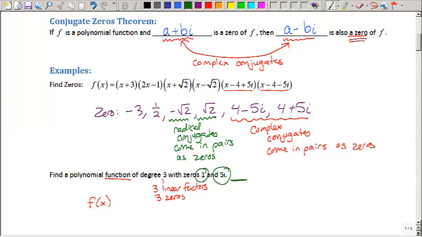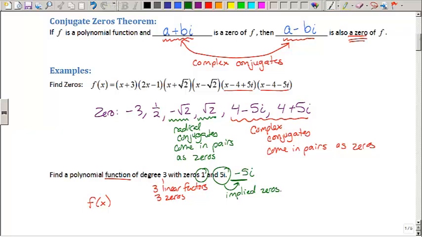But technically I do. Because 5i includes an imaginary number, it is a complex number, so it has a conjugate zero. Because I have a 5i, I also have to have its complex conjugate, negative 5i. This right here is an implied zero. You cannot have a 5i without having its conjugate, negative 5i.